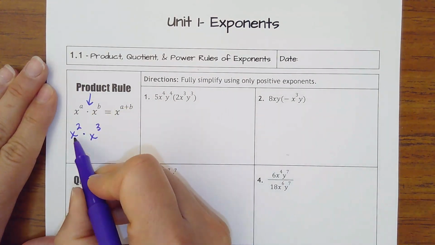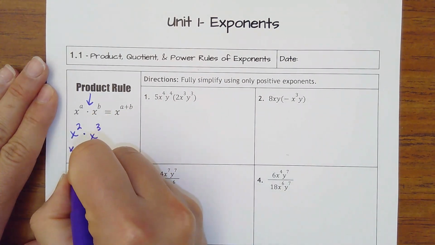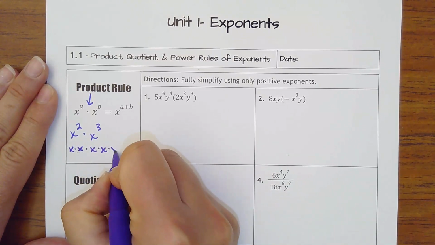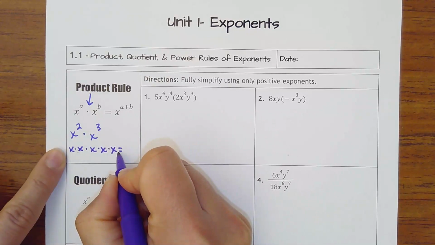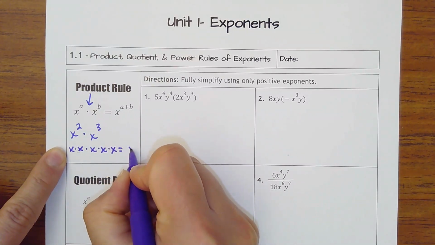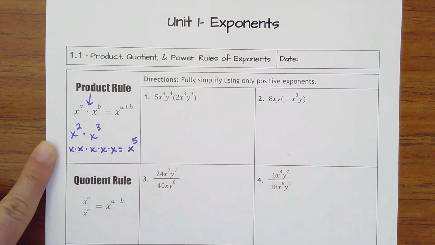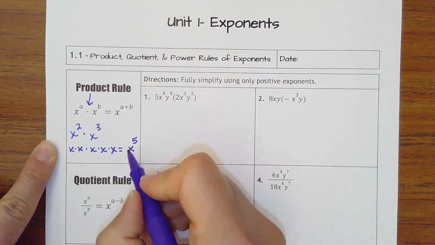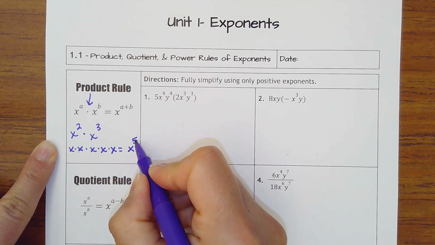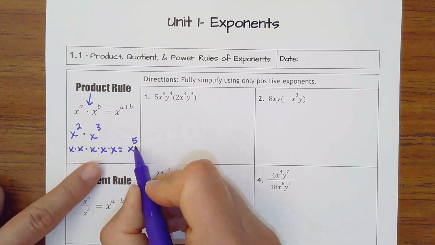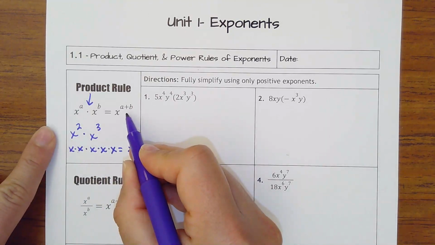If I were to write this out, x squared really means x times itself 2 times, and then times 3 more x's. So then if I want to put that back together, that has a base of x and 1, 2, 3, 4, 5 x's getting multiplied together. So in an exponent you have what's called the base, and then it's raised to a power. So we didn't multiply 2 times 3, we actually added the powers to get 5. And that's what the rule says here.